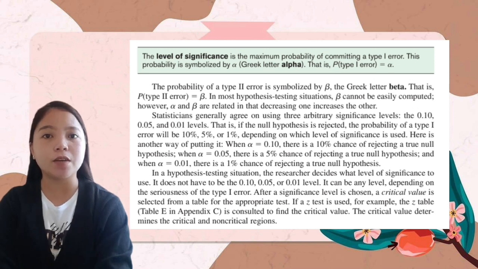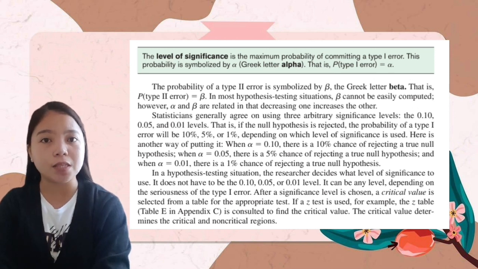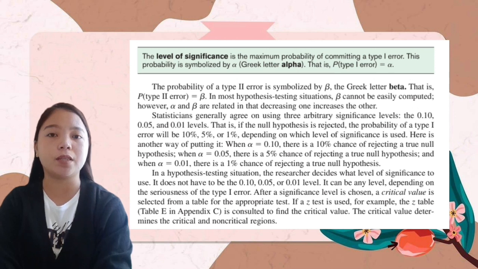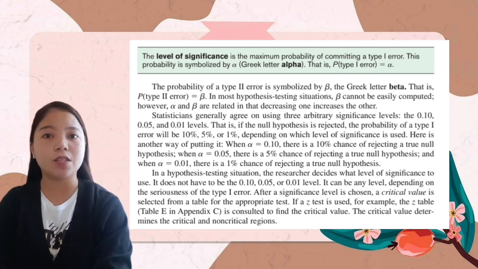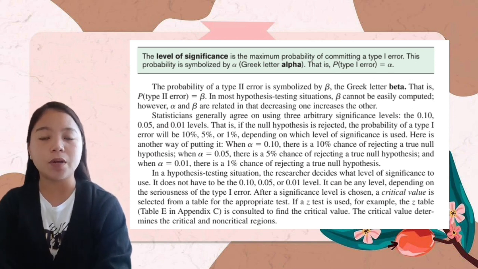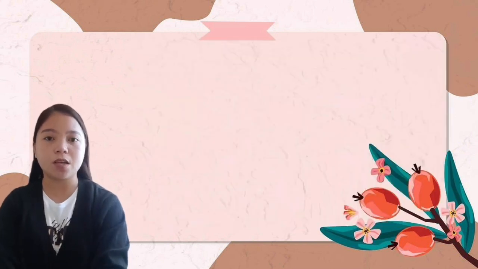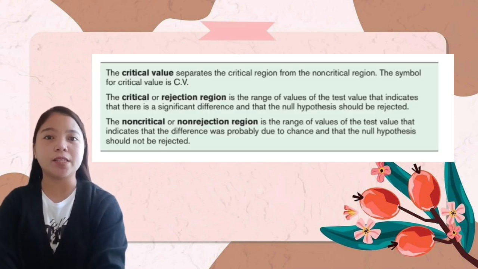After a significance level is chosen, a critical value is selected from a table for the appropriate test. If a z-test is used, for example, the z-table is consulted to find the critical value. The critical value determines the critical and non-critical regions. So what is critical value, critical region, and non-critical region? The critical value separates the critical region from the non-critical region. The symbol for critical value is CV.